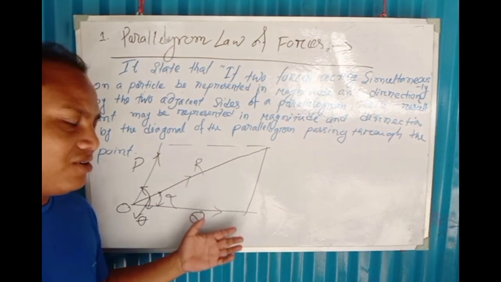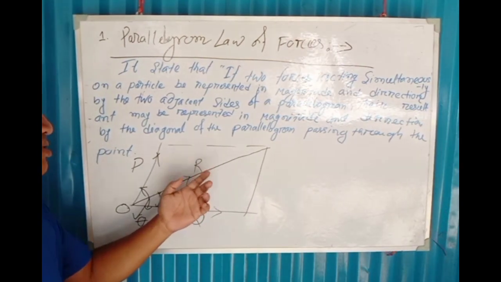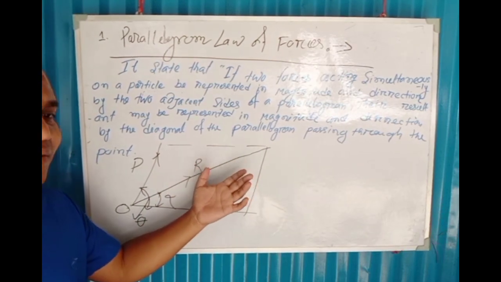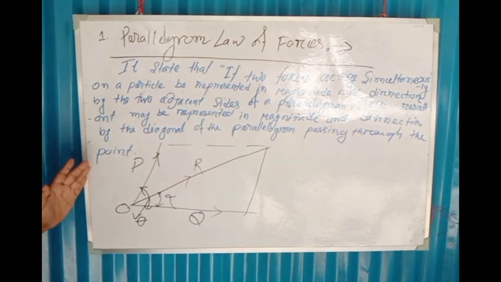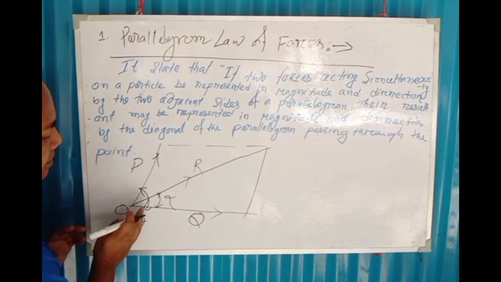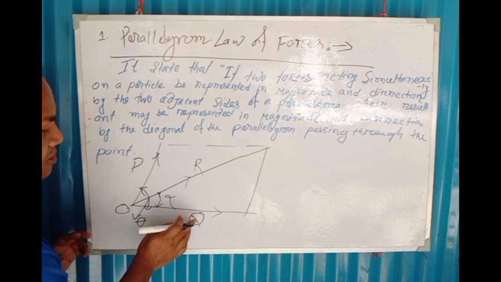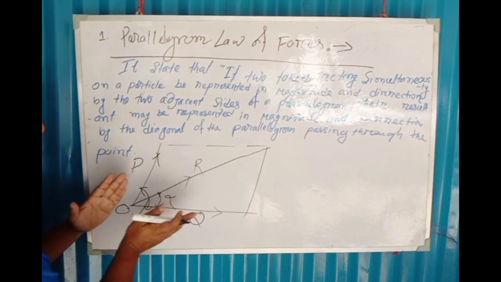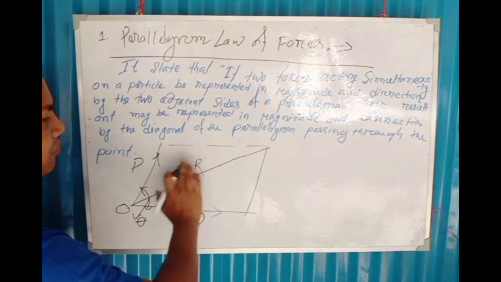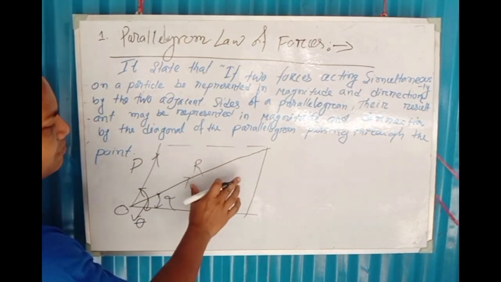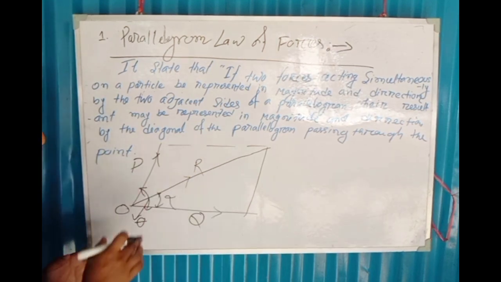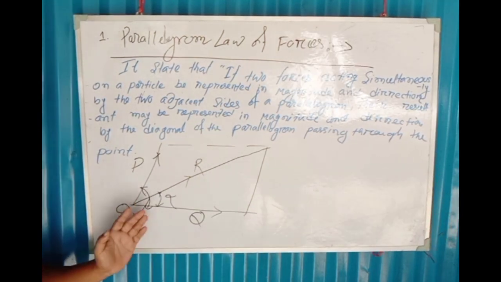How do we calculate the magnitude as well as the direction of the resultant force by the parallelogram law of force? This is the parallelogram shape, with two adjacent sides P and Q, forces acting simultaneously on a particle, and this is the diagonal of the parallelogram. The diagonal represents the resultant force, in magnitude as well as the direction in which the force is acting.